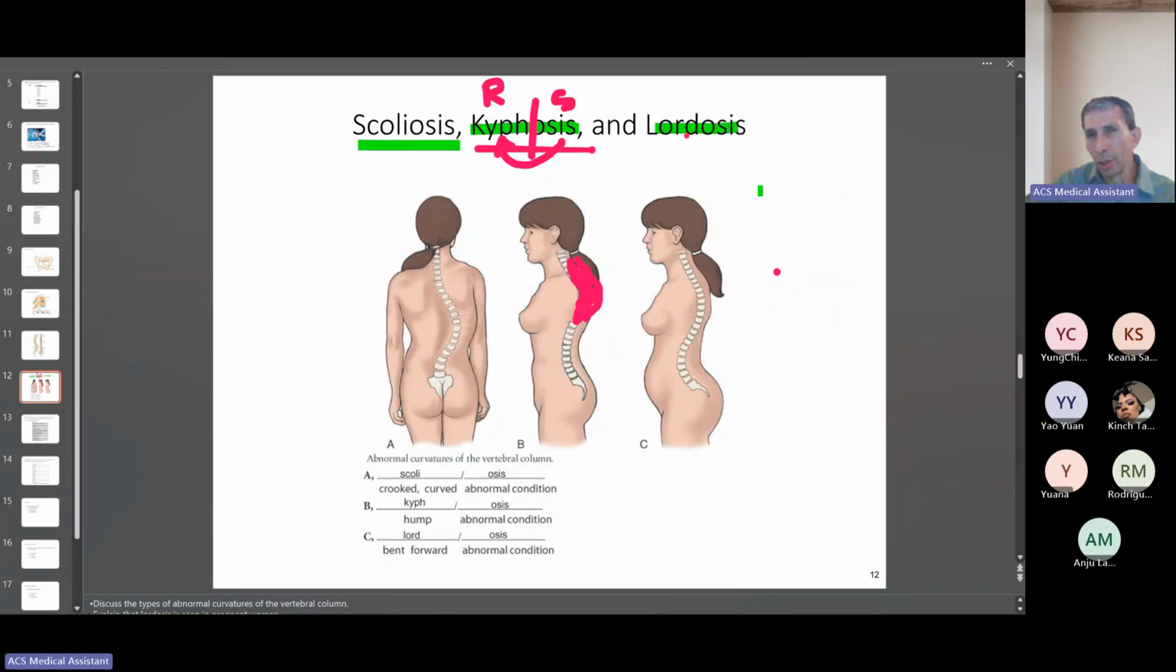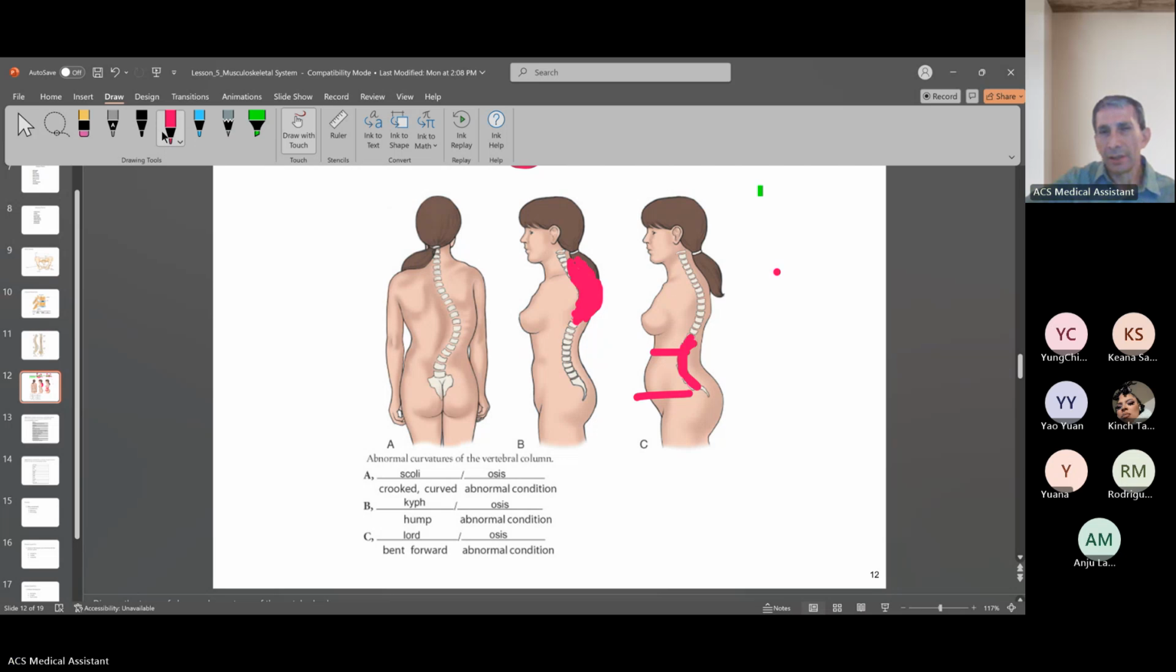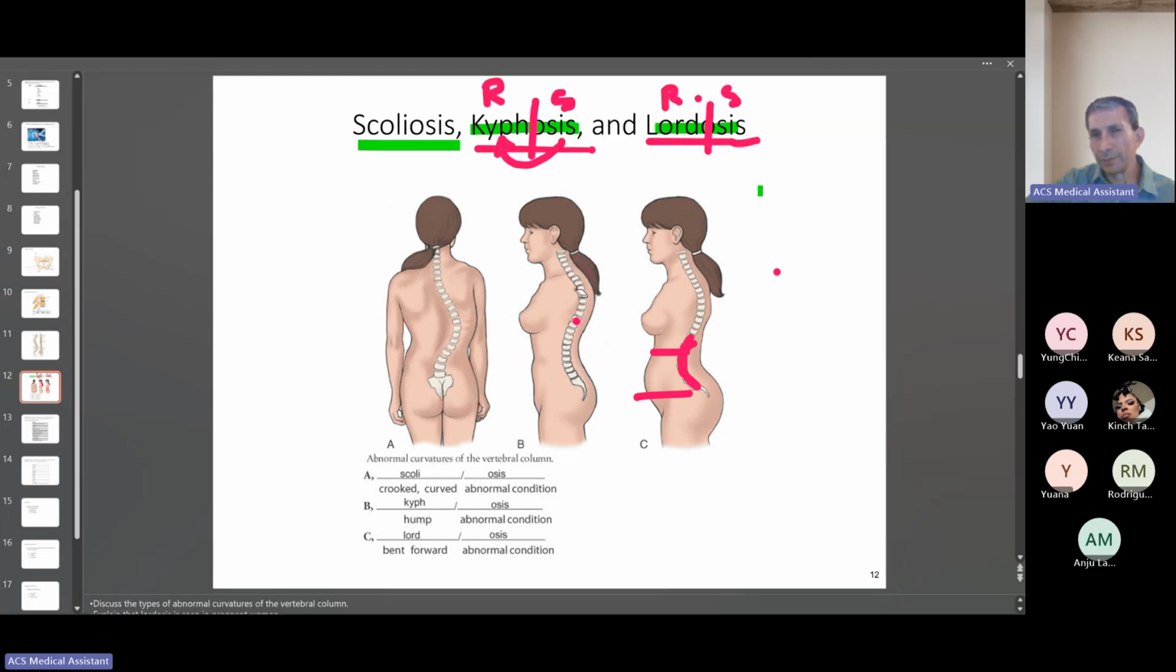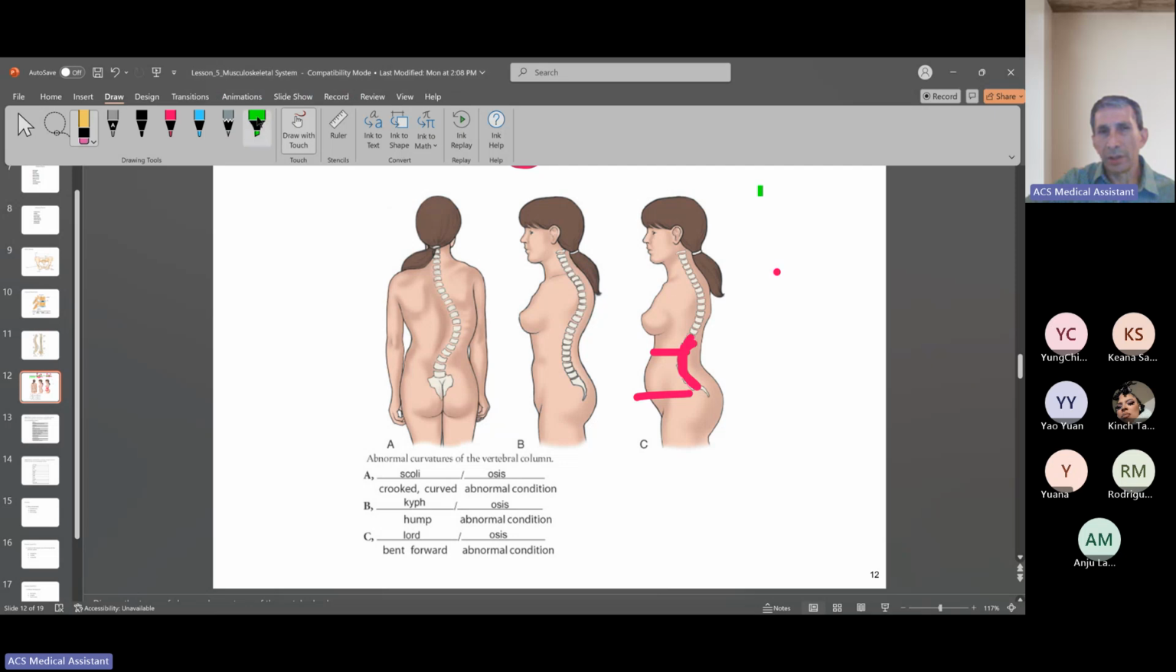Lordosis, osis is the suffix. Lordo or Lord is the word root. So this is an inward deformity of the spine in the lumbar area. This is by the abdominal area. So this is an outward deformation in kyphosis. So in kyphosis, the spine goes out. So the curvature goes out.